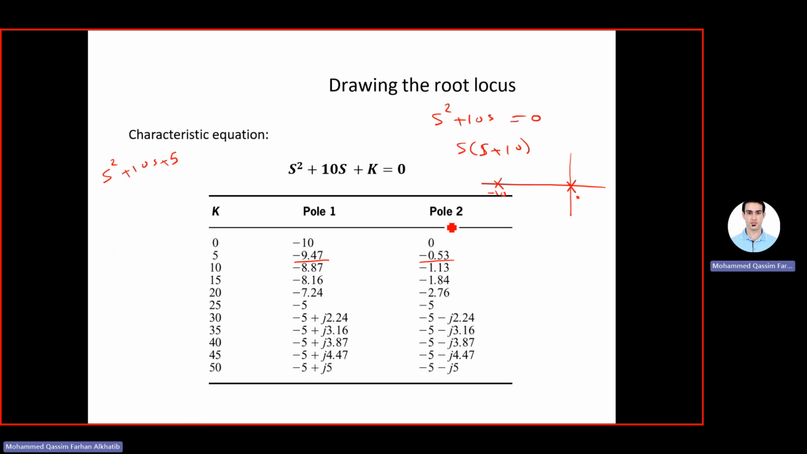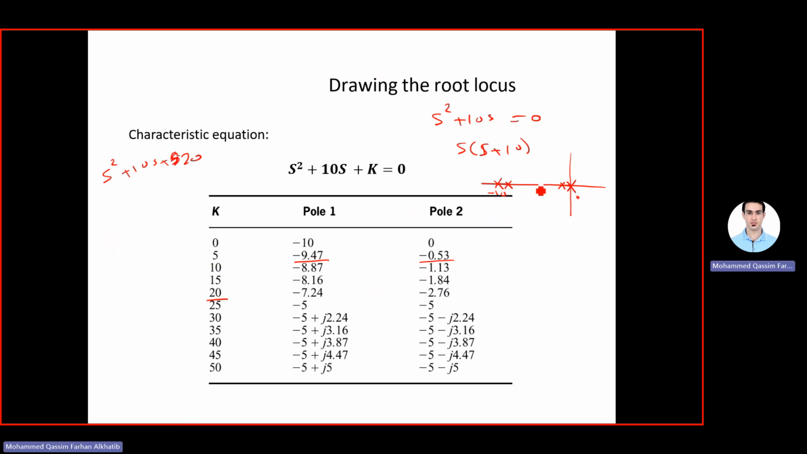All right, so it says that when the value of k changes from 0 to 5, this pole that was initially located at 0 has moved to this location. And this pole here has moved to this location. Now increase it to 20. Let's try the 20. So s squared plus 10s plus 20.